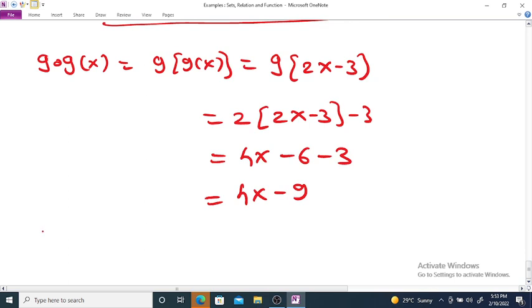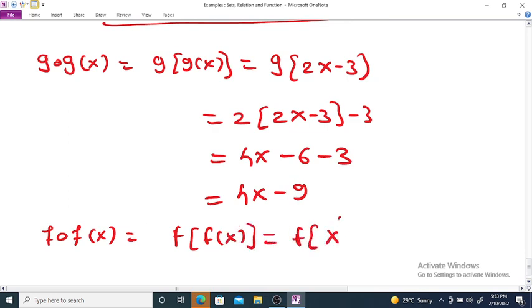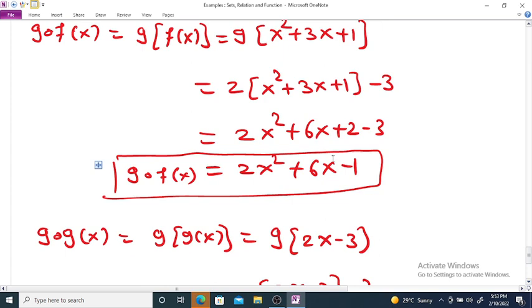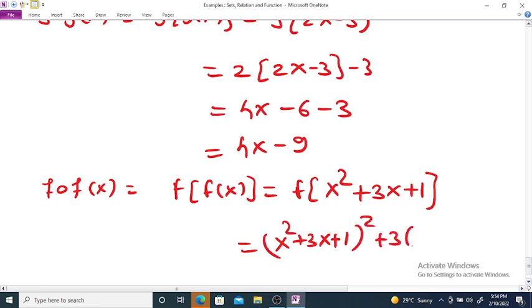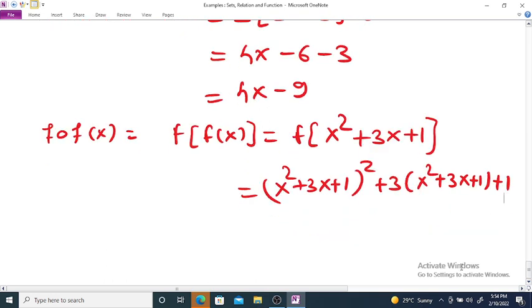Similarly, you can find the formula for f of f of x, which is equal to f of f of x. What is f of x? It is x square plus thrice x plus 1, so f of f of x is equal to again x square plus thrice x plus 1 bracket square plus 3 times x square plus thrice x plus 1, plus 1. So if you solve this, we get the formula for f o f.